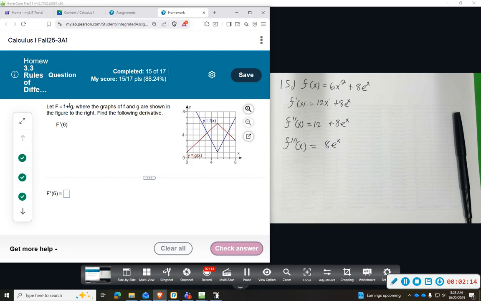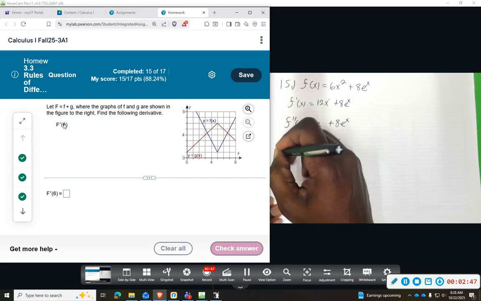Alright, 16, so it says f is equal to little f plus g, where the graphs of f and g are shown in the figure on the right. We're going to find the following derivative. So f prime of 6. We are given f in these graphs. So f prime is going to be the slope of each of those graphs.